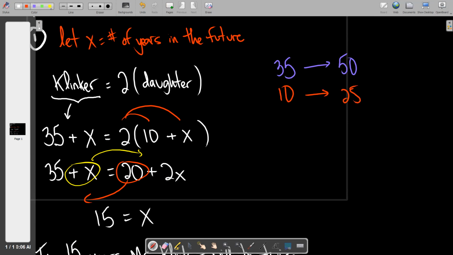Maybe it's just me or some of you, I don't know, it just feels good to see that and kind of go, it worked. 15 years from now, that relationship will hold true. So that is how you attack those problems. And again, that was from an old lecture, but it's been a bit.